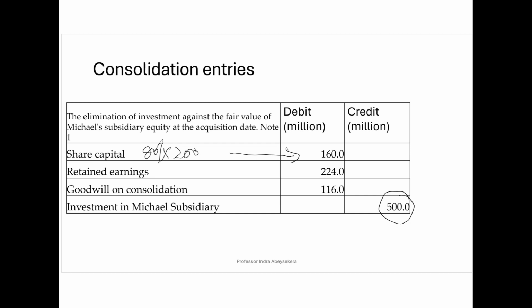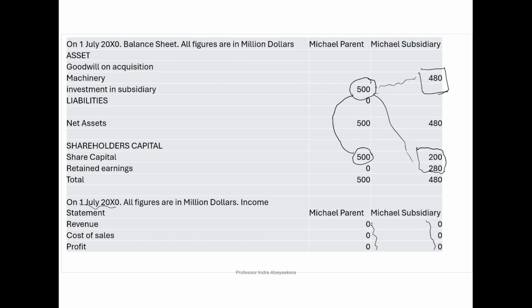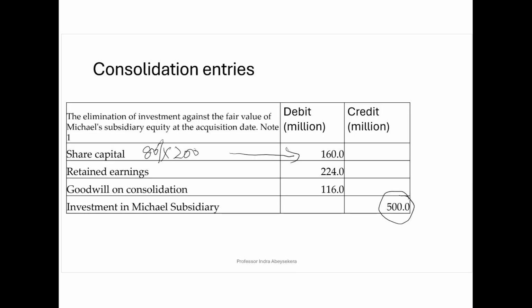Retained earnings, we saw, was 280 million. Michael acquired 80% of that at the date of acquisition, and that equals 224. And the difference between the debits and the credits is the goodwill on consolidation. And Michael parent has acquired 100% of this goodwill.